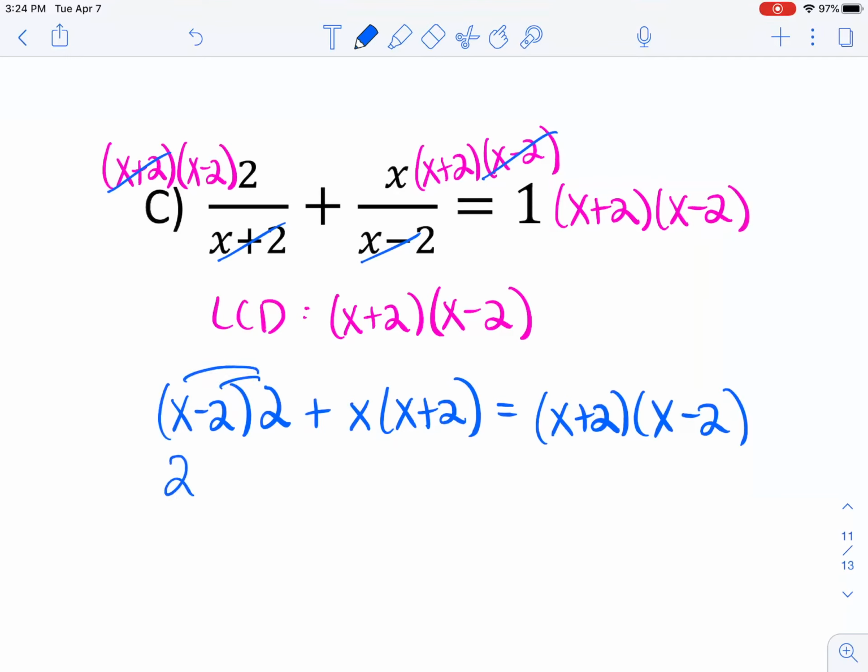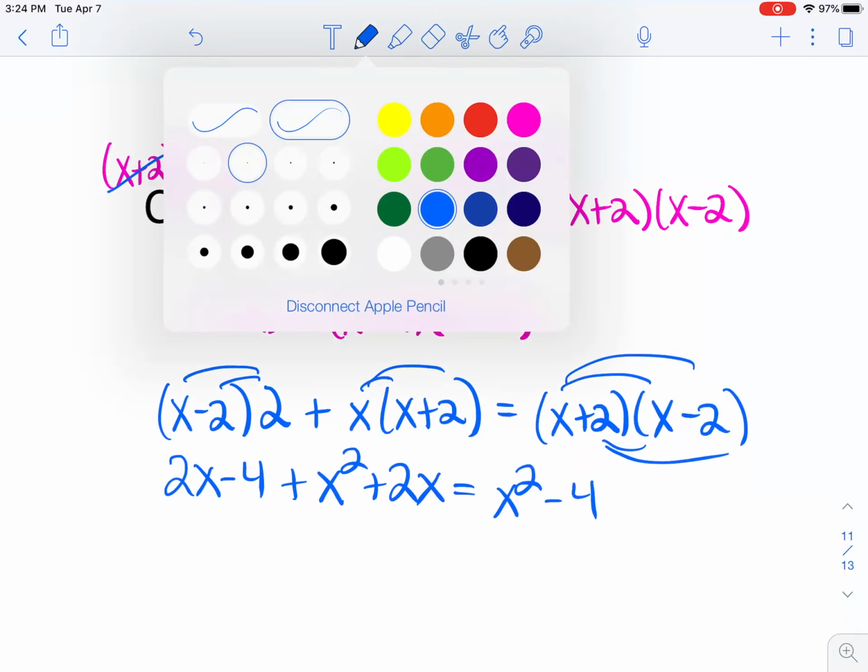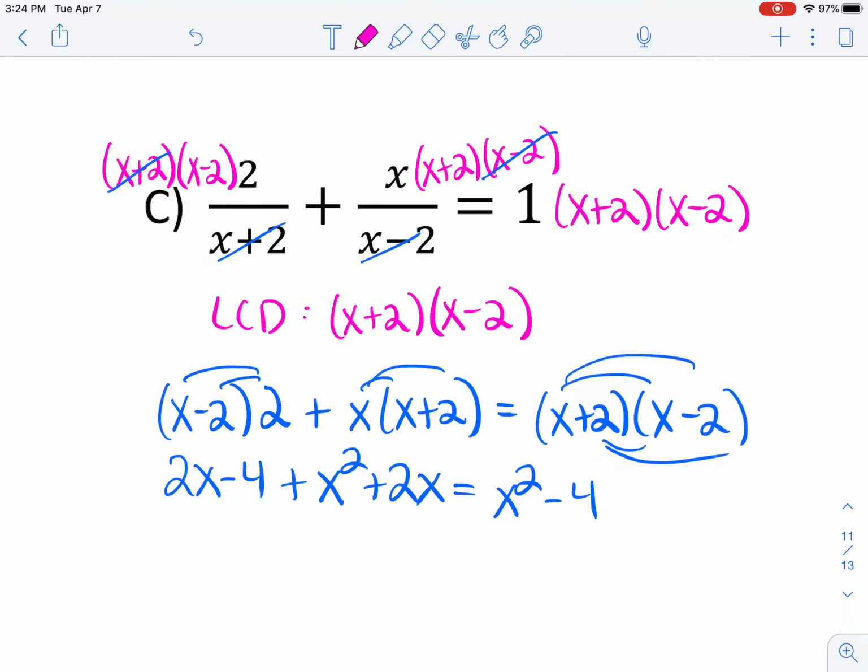Let's go ahead and distribute the 2. So we get 2x minus 4. Distribute the x. We get x squared plus 2x. And then distribute the right-hand side. When we do that, we get x squared plus 2x minus 2x, so that's 0. And then 2 times negative 2 is negative 4. We have a quadratic, so we want to try and set it equal to 0 and solve again. When we try and subtract x squared from both sides, x squared minus x squared is 0, so those end up canceling.